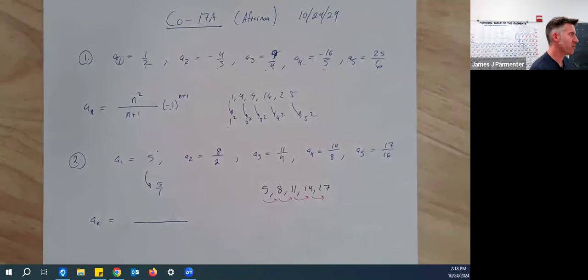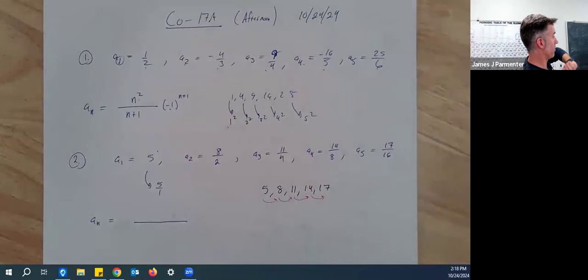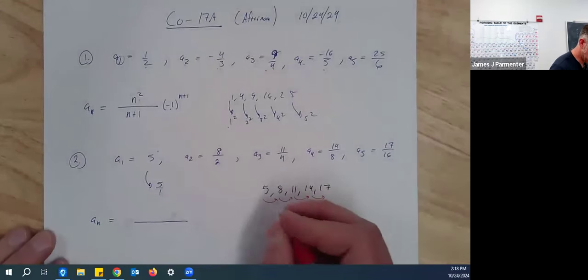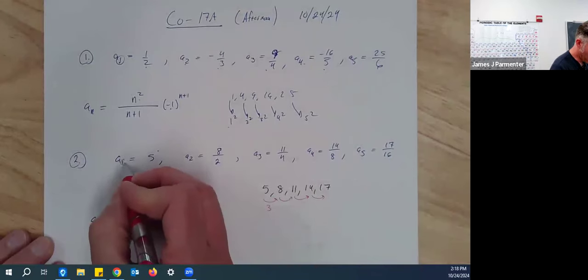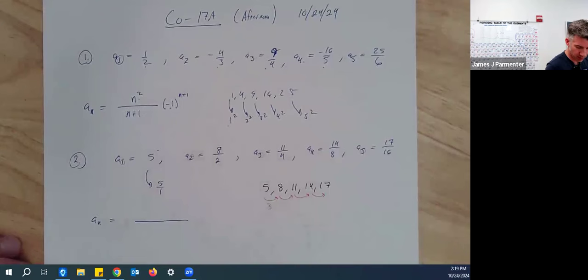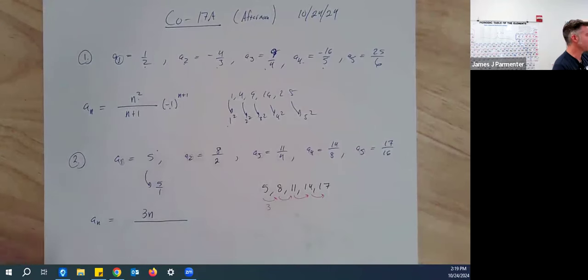So if my numerator terms are increasing by how much each time? Wait, the numerator, not the denominator, the numerator. We're increasing by 3 each time. So that means we need a 3 times n. Because if n is increasing by 1 every time, we need 3 times that to increase by 3 every time. So we definitely have a 3n on top. And now we're just going to adjust.